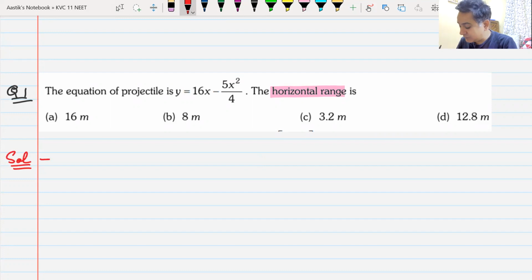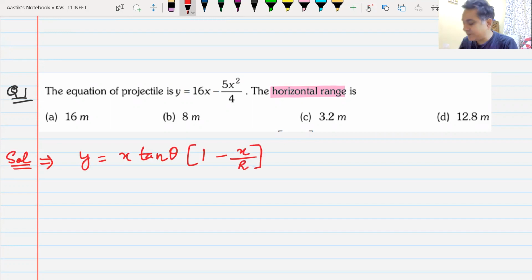How am I supposed to do this? The equation that I'm supposed to compare this with is the only equation that has range: y is equal to x tan theta (1 minus x by R). Now, in order to compare this with that equation, I have to write the equation which is given, in green, in the same form.